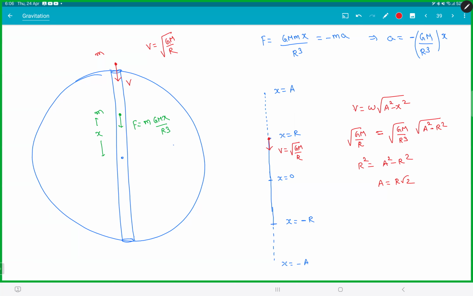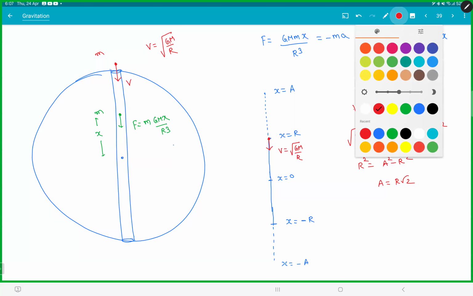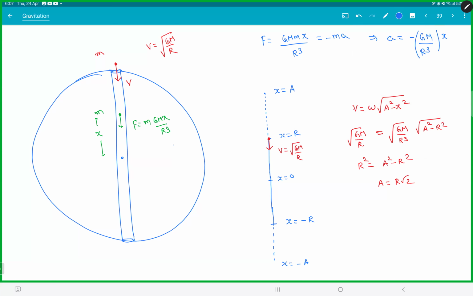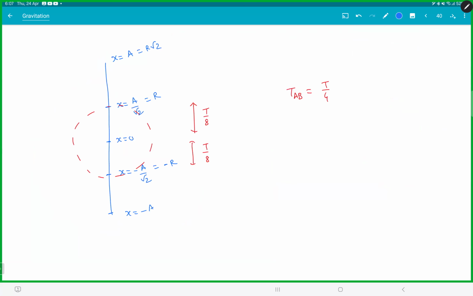Is this clear, everyone? Got this? So you can play around like this. So the thing is, once you bring that SHM thing, you just remove the planet and throw it away and just see, okay, this is an SHM. You have started from somewhere. So if you want to show that SHM, see, this is what actually happened.